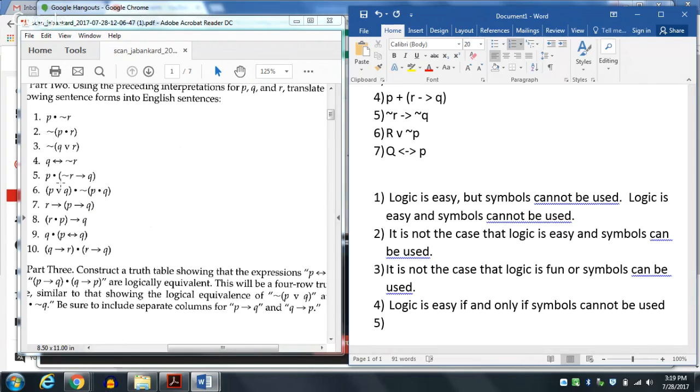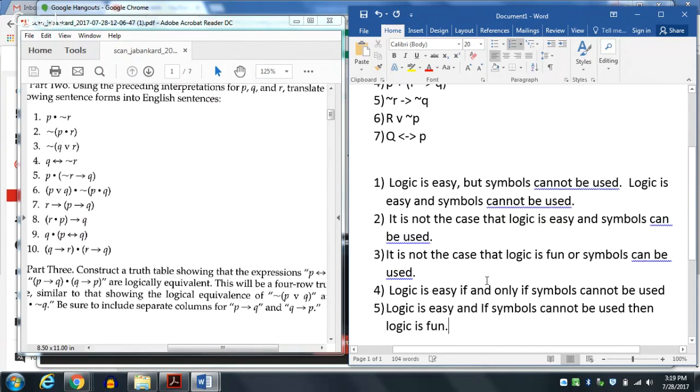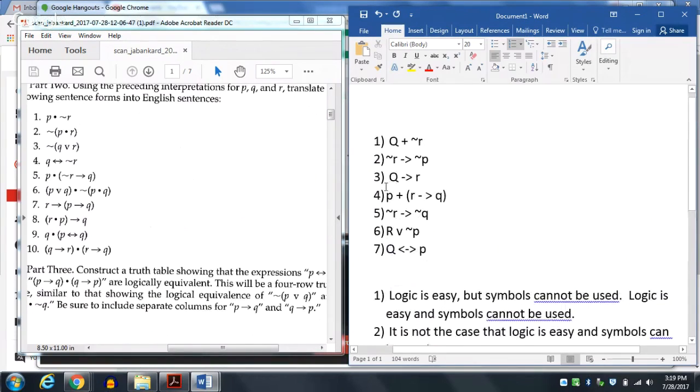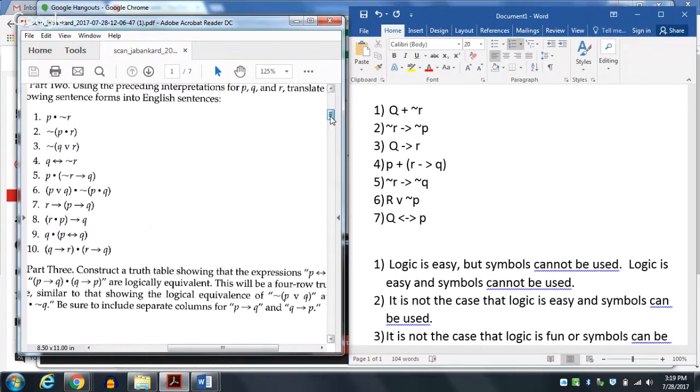I'll do one more, number 5 over here. P is logic is easy. And, right, the and here, and if symbols cannot be used, then logic is fun. If symbols cannot be used, then logic is fun. So I hope this helps take symbols and turn them into language. So we can go both ways, right? Here we took language and turned it into symbols. Over here we took symbols and turned them back into language.